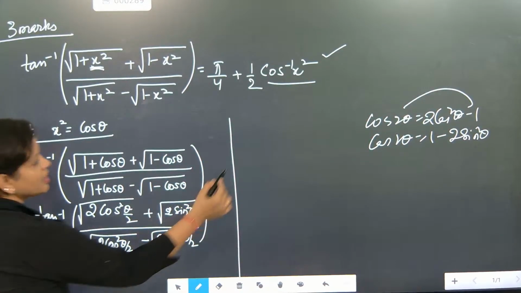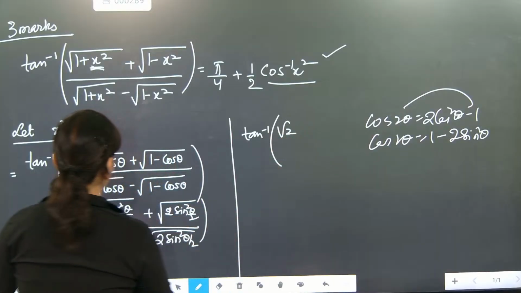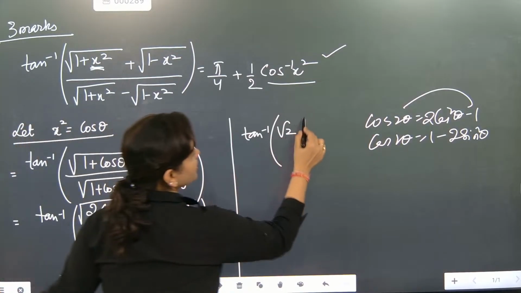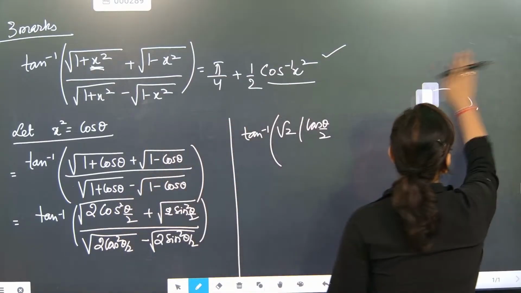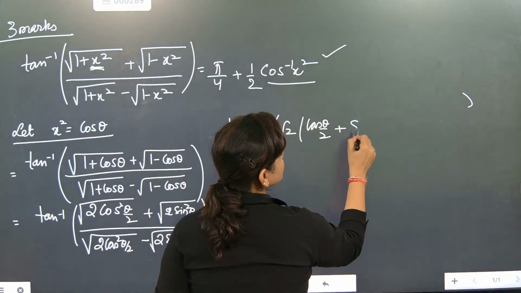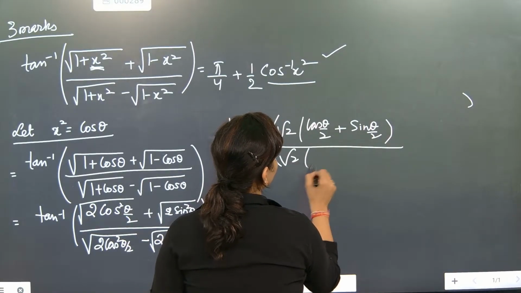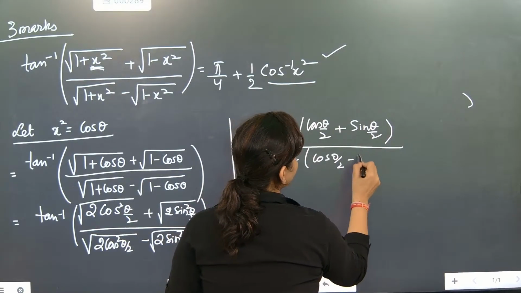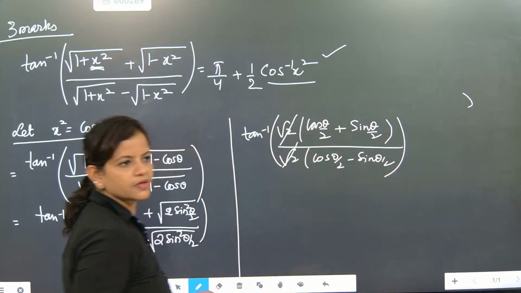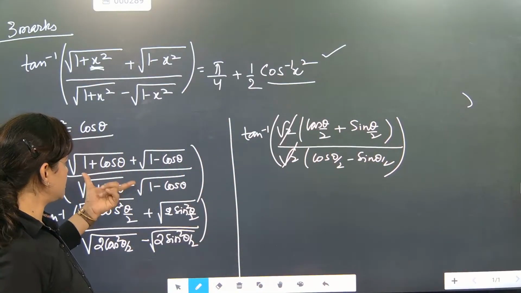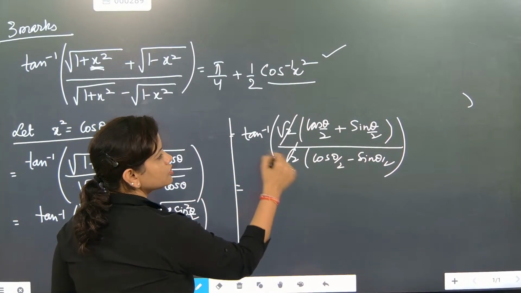Check, root 2 will come out. Tan inverse, root 2 taken out. Outside of the root it will become what? Cos theta by 2 plus sin theta by 2. Denominator part: root 2 cos theta by 2 minus sin theta by 2. This is your which step? First, second, this is your third step. Now we will go for the fourth one.